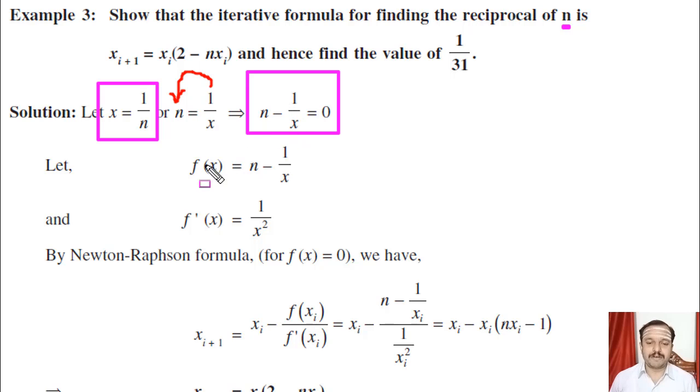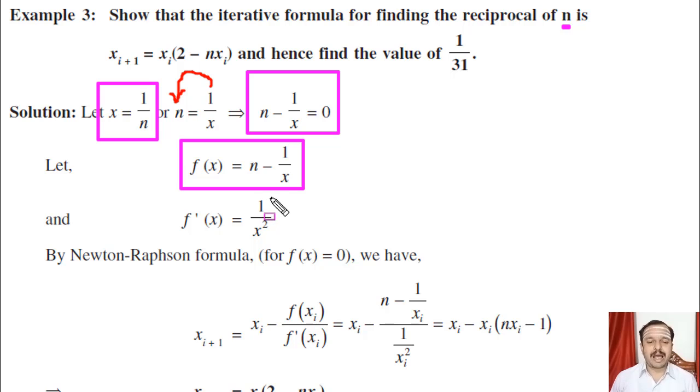So let us take f of x equal to this LHS, and now after finding f of x, we want f dash of x. As far as the Newton-Raphson method is concerned, we want f dash of x in the denominator. So let us find f dash of x by differentiating with respect to x. n is a constant, its derivative is 0; minus 1 by x differentiates to minus of minus 1 by x square, so minus minus is plus, and f dash of x is 1 by x square.